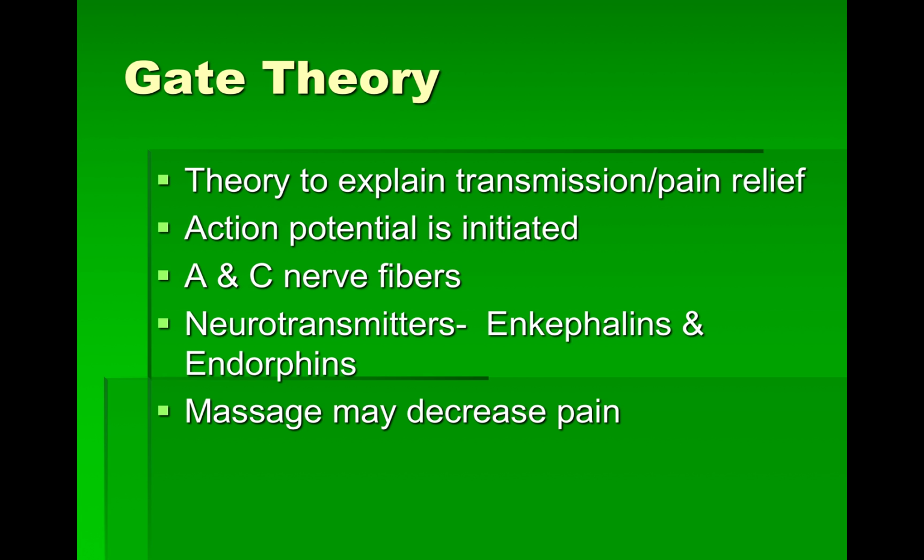The site where these fibers enter the spinal cord is referred to as the dorsal horn of the spinal cord, which is posterior. And these gates regulate the flow of sensory impulses. Both the opening and closing of these gates has to do with these A and C fibers. The closing of the gate seems to have to do with the A fibers, so pain is not perceived, and the opening of the gate has to do with C fibers.